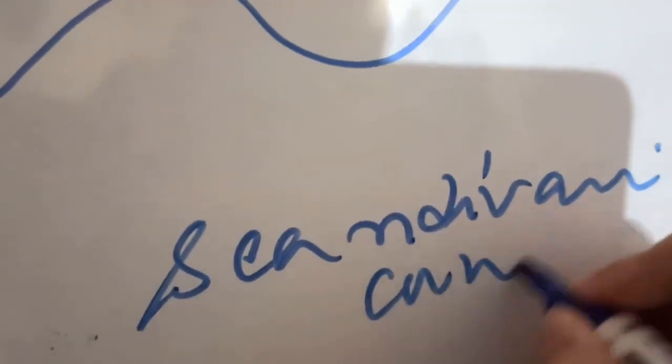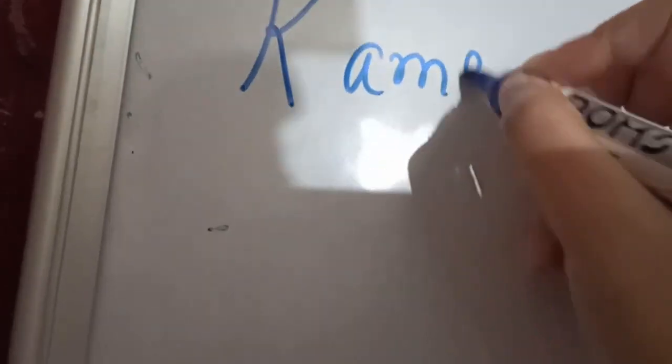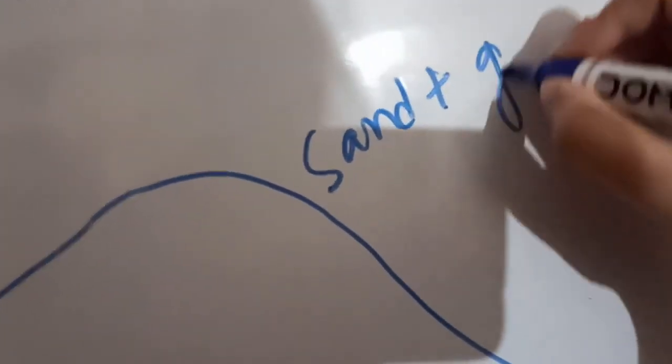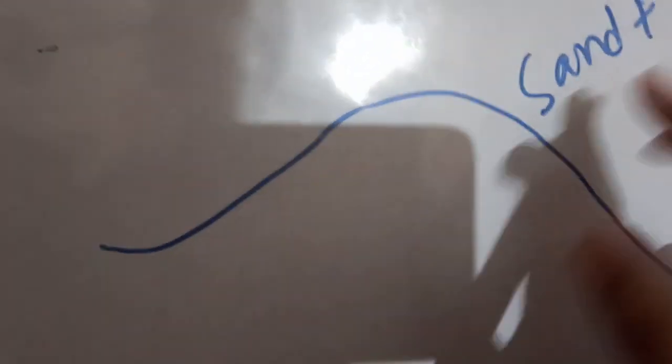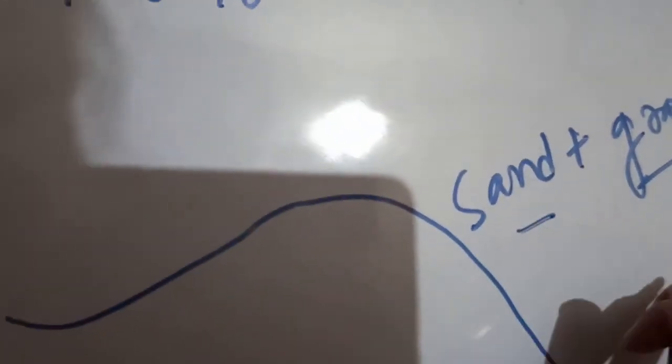Okay, next is kames. So kames are small rounded hillocks that are generally made up of sand and gravel. Okay, they are formed due to the depositions of this sand and gravel by the streams that are coming from the snout of a glacier. Okay, these are mainly found in the outwash plain regions.